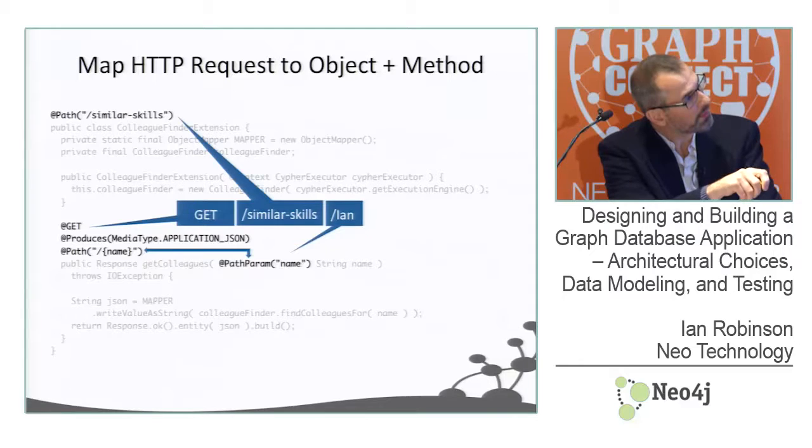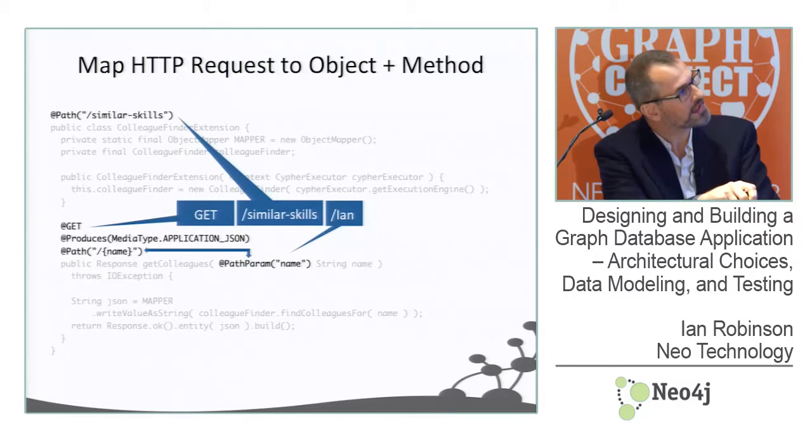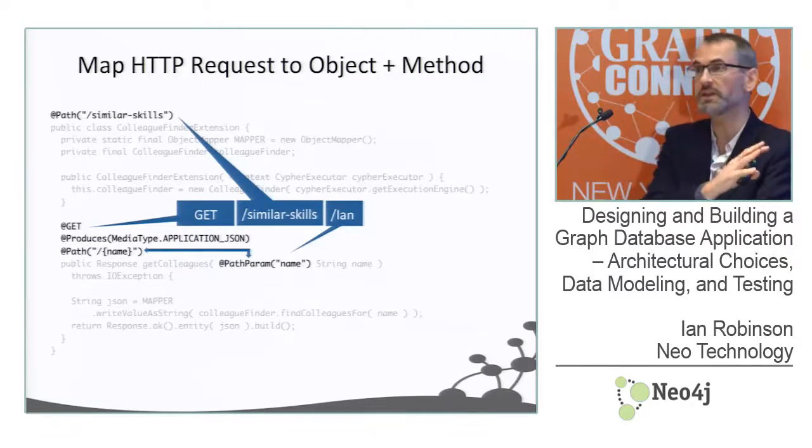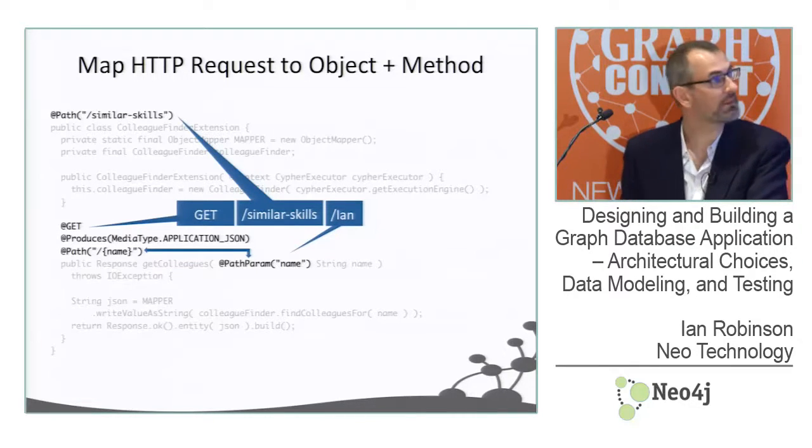And then further, we're annotating it further here, saying, well, if it's, for example, a GET request to similar skills /Ian, then we will invoke this method. And we will take whatever's supplied here, this parameterized part of the URI, and we'll actually pass it in as a parameter into the Java method. Okay, so that's all these annotations are doing. They're helping map HTTP requests and parts of those requests to an instance of this extension and invoke a particular method.